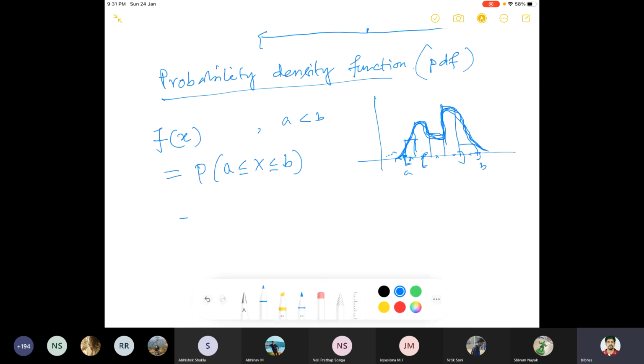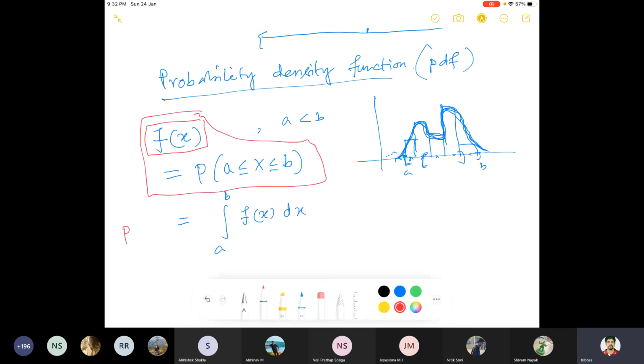And this is defined as this. The event is A to B. Okay, I'll come to that. So it is f(x) dx. So what I mean here is this step is not here. Okay, so any function f(x) is said to be a density function if the probability of a less than or equal to X less than or equal to b is equal to the integral from a to b of f(x) dx.